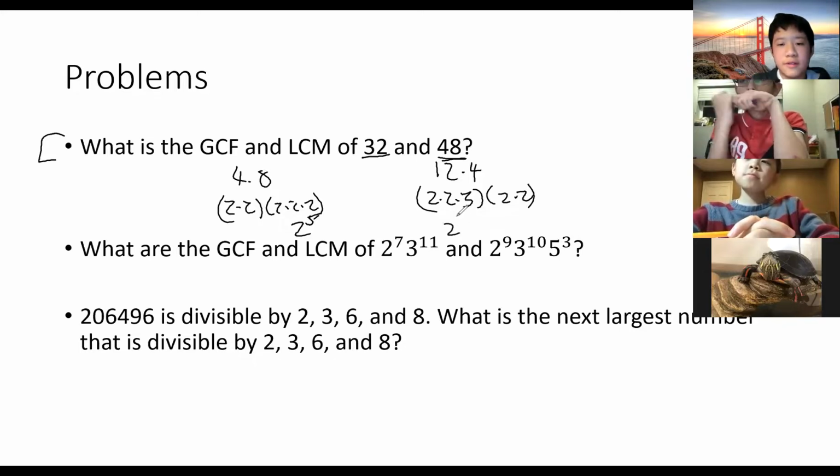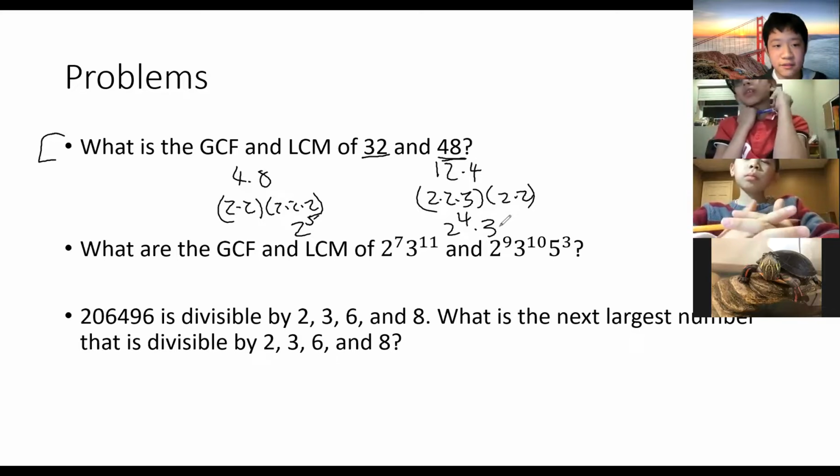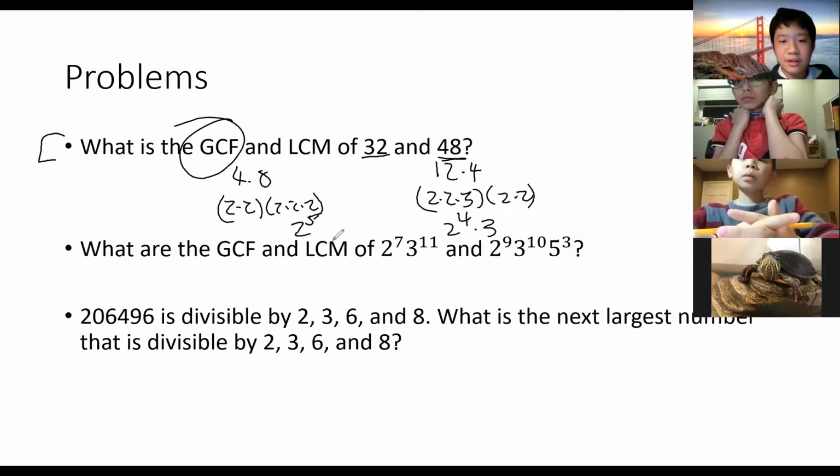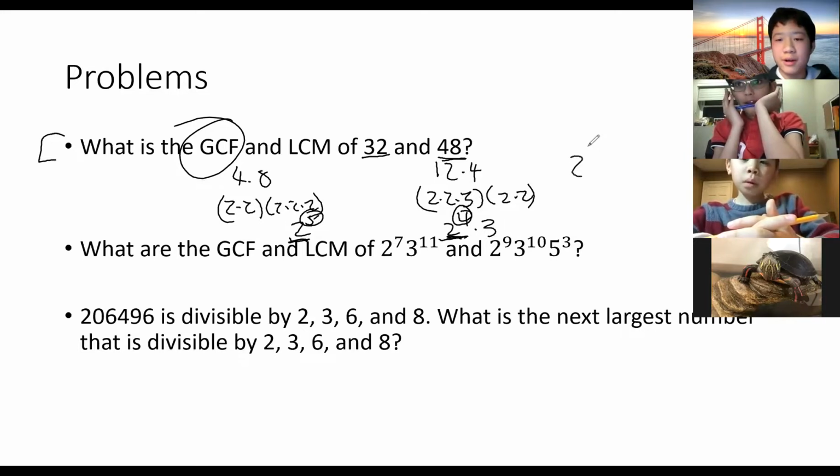So I have 2 to the 4th times 3, right? And for the GCF, let's start with that. We're going to take the smaller power. So let's say we have two 2's here. We have a power of 5 and a power of 4. I'll take the smaller power, okay?